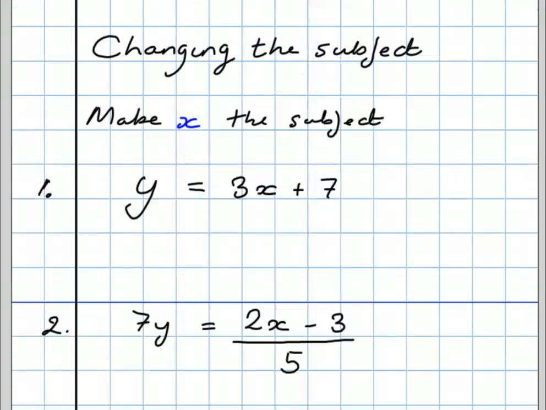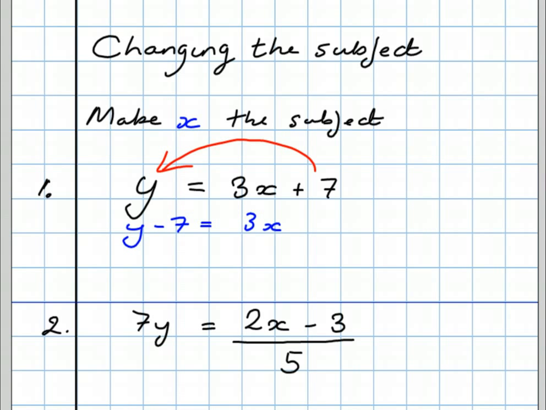Changing the subject. We use the same technique we use in solving equations and inequalities. We manipulate the symbols, and try and end up with x on its own. That's what we mean by making x the subject. So let's go through the first simple one. Move the number to the other side, and in doing so it becomes subtract, equals 3x.